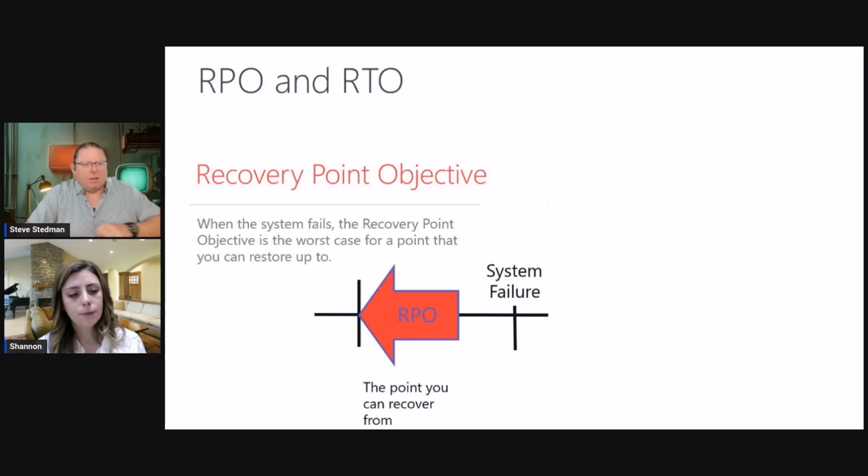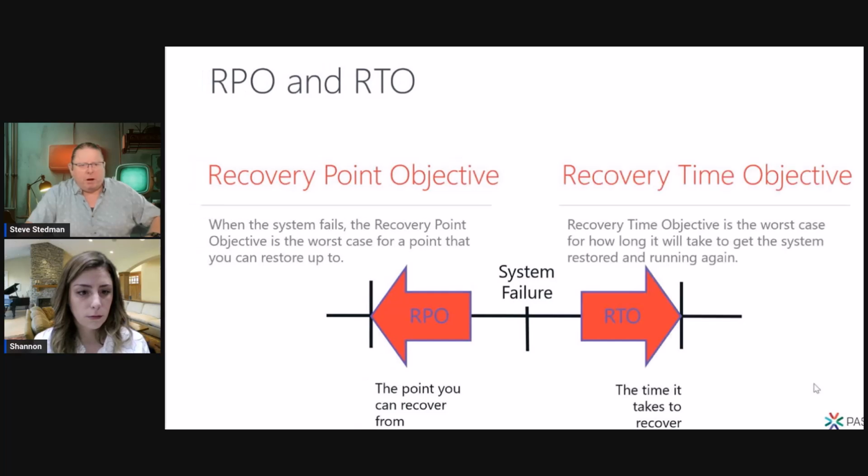Yeah. But then let's roll into the recovery time objective. And these two work together. Now, it might be that your recovery point objective is 1 minute, but if it's going to take you 7 weeks to get back to that 1 minute point in time, that's not a very good scenario. So the recovery time objective is the worst case scenario for how long it will take the system to get restored and running again.